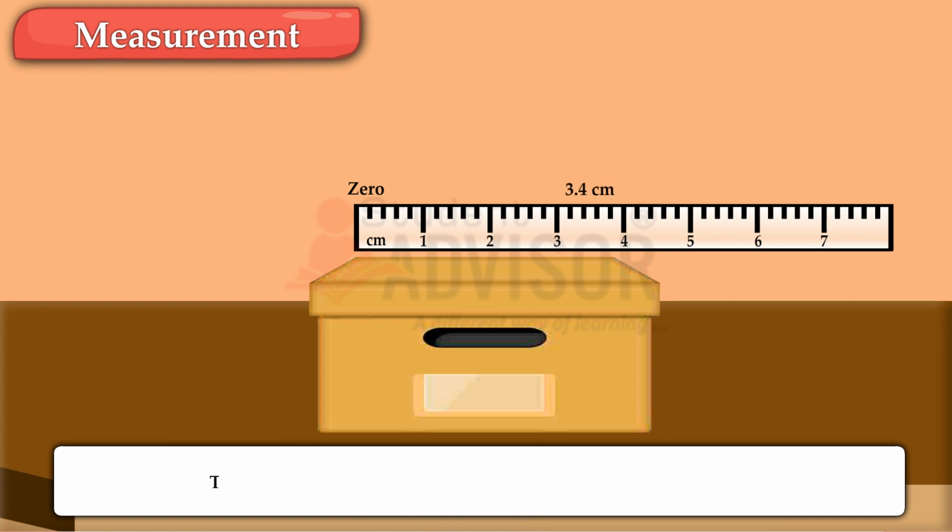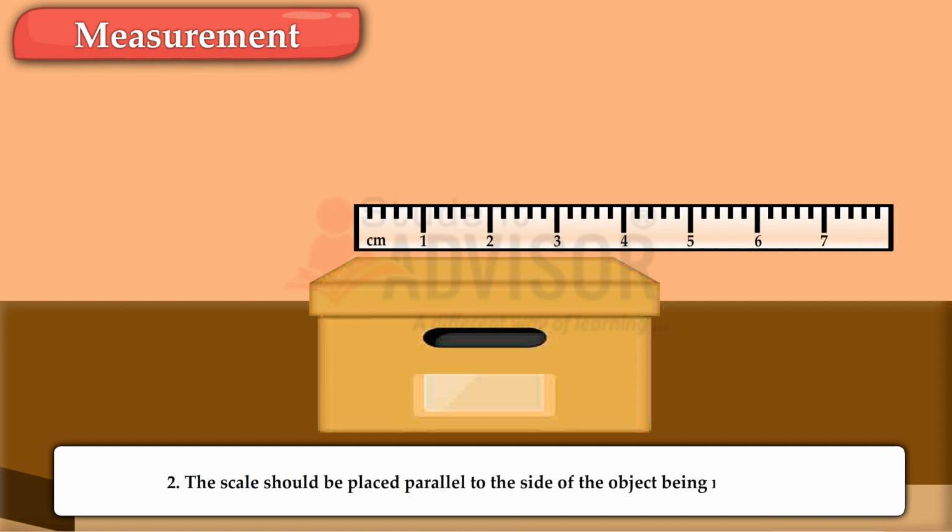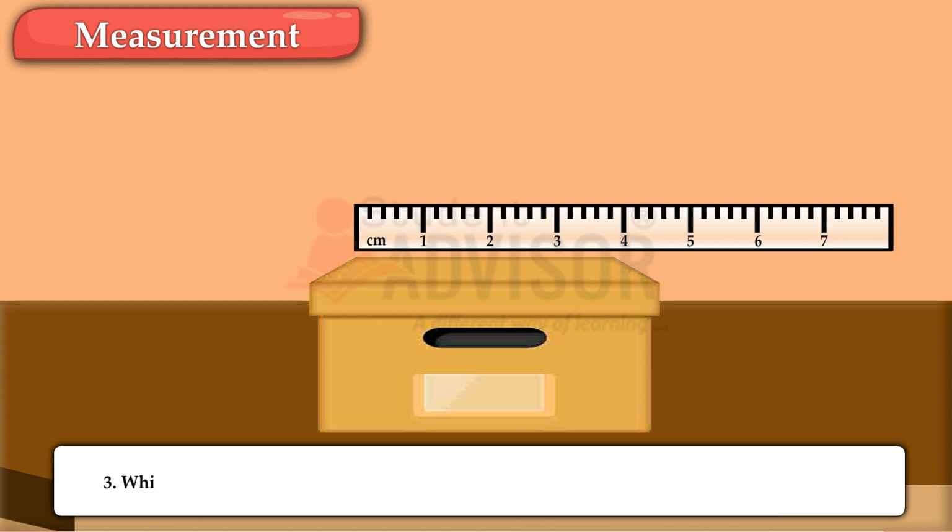To measure the length, the following precautions should be used. Place the scale in contact with the object along its length. The scale should be placed parallel to the side of the object being measured. While reading the scale, the eye must be placed vertically above the scale mark being read.